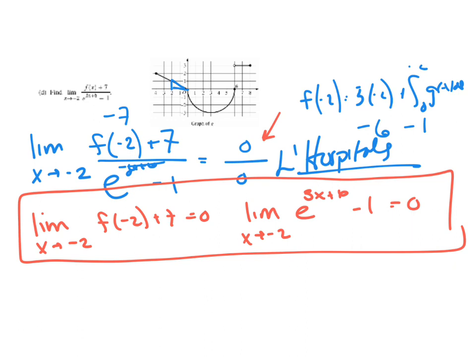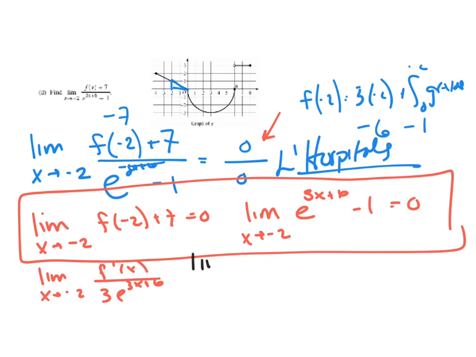So now we can apply L'Hopital's rule. We can take the limit as x approaches -2, and I'm going to get f prime of x over 3e to the 3x plus 6. So I'm deriving the numerator, deriving the denominator, and then I'm just going to try it again. I'm going to substitute in that -2.